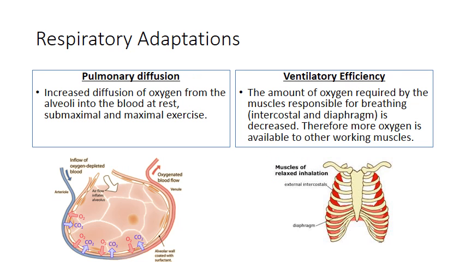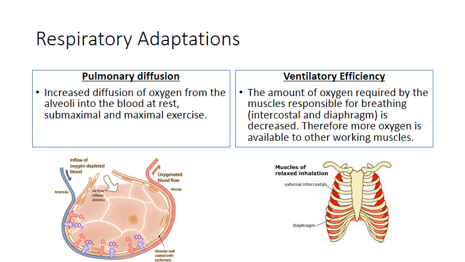Our last two respiratory adaptations are pulmonary diffusion and ventilatory efficiency. With pulmonary diffusion, remember pulmonary just means lungs, and diffusion is the movement of gases, in this case oxygen and carbon dioxide. We already said earlier, because of the increased lung volume, we have an increased surface area between the alveoli and capillaries, and that does increase diffusion. So this is simply just stating that fact. So at rest, at submax intensities and at max intensities, you have that increased rate of diffusion.